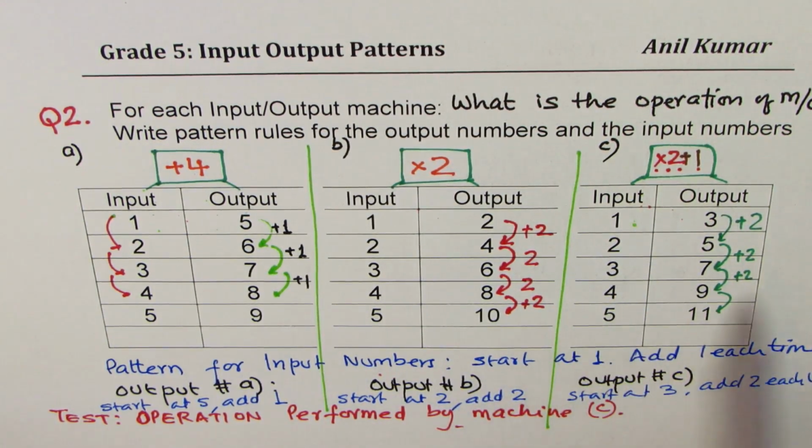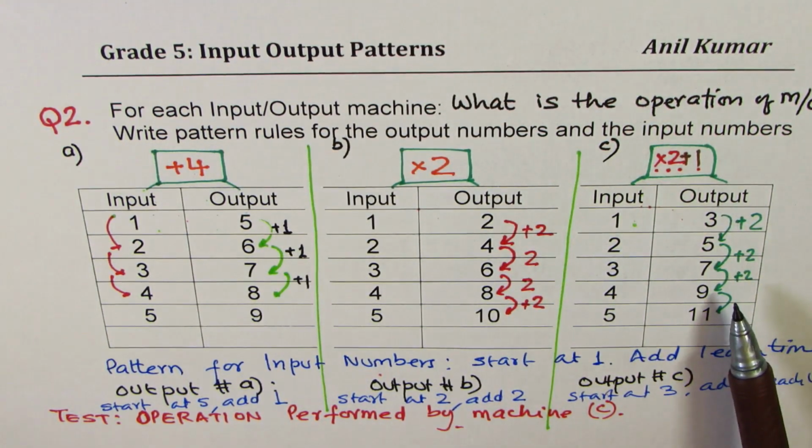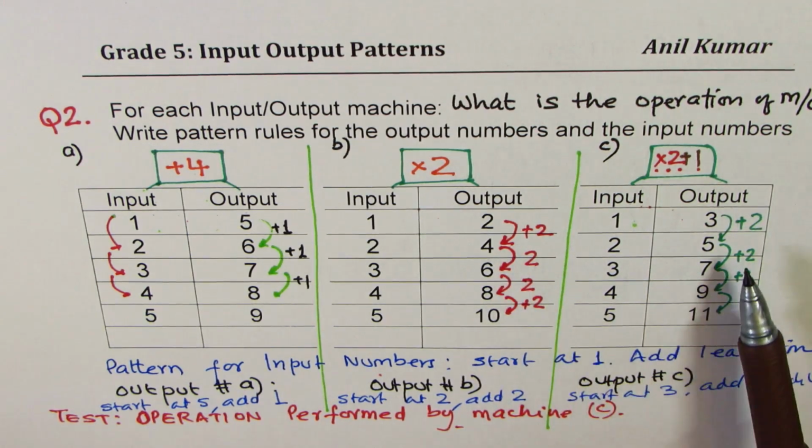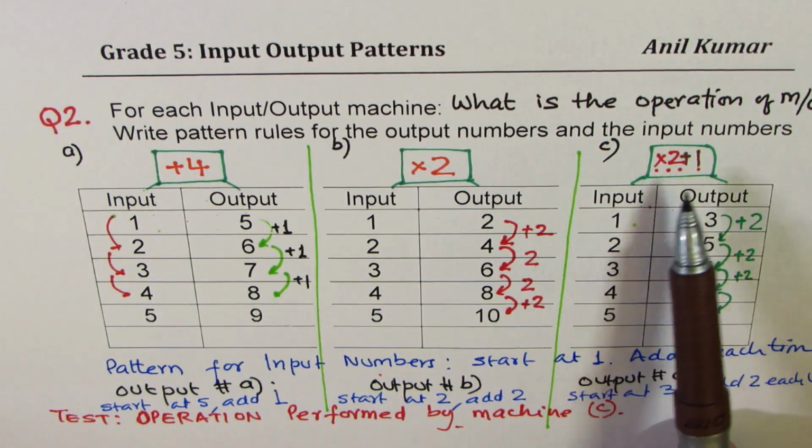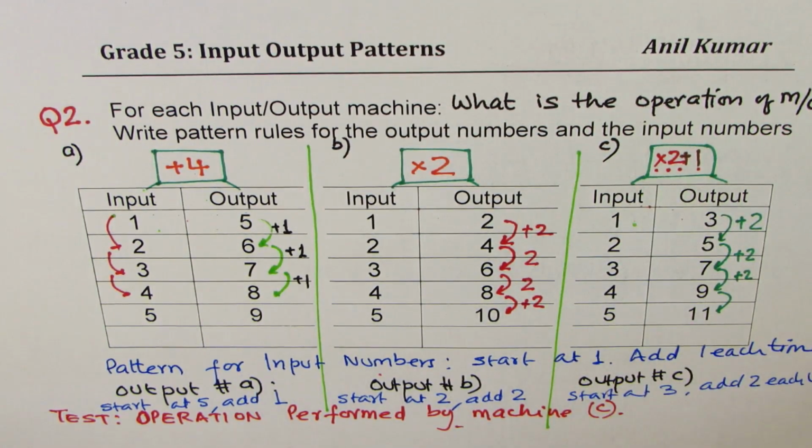Perfect. So if the numbers are going up by numbers like 2, 3, 4 and so on, we know the machine is doing a times operation and adding or subtracting also. Perfect. Is that clear? So that is how you can actually also get operations of the machine. So I hope that brings you to good understanding about input-output machine.